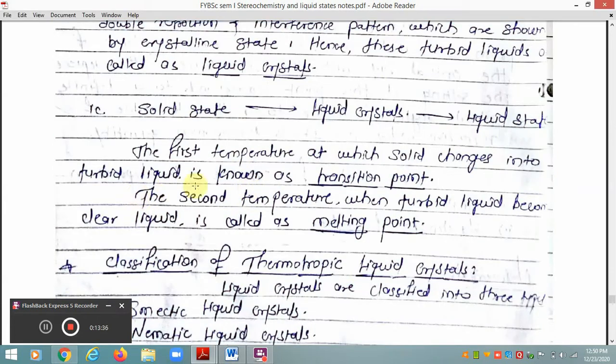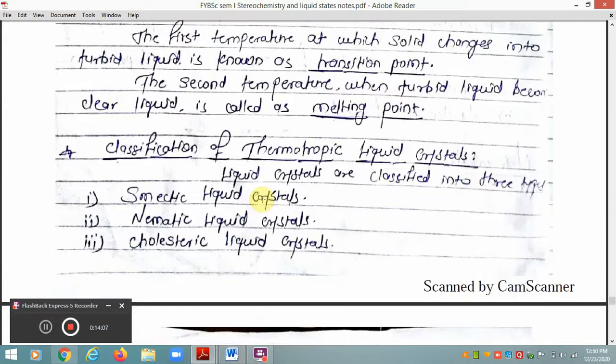The first temperature at which solid changes into turbid liquid is known as the transition temperature or the transition point, and the second temperature, when turbid liquid becomes clear liquid, is called the melting point. So dear friends, here you can consider the liquid crystal as the early condition of the melting of the liquid or the melting point. So this is important in the discussion of liquid crystals.